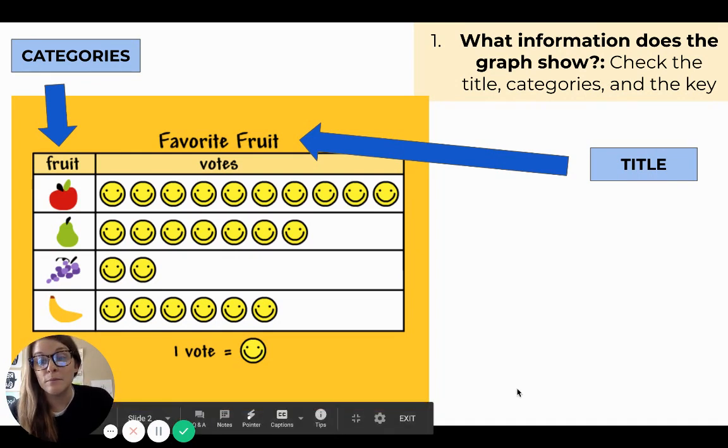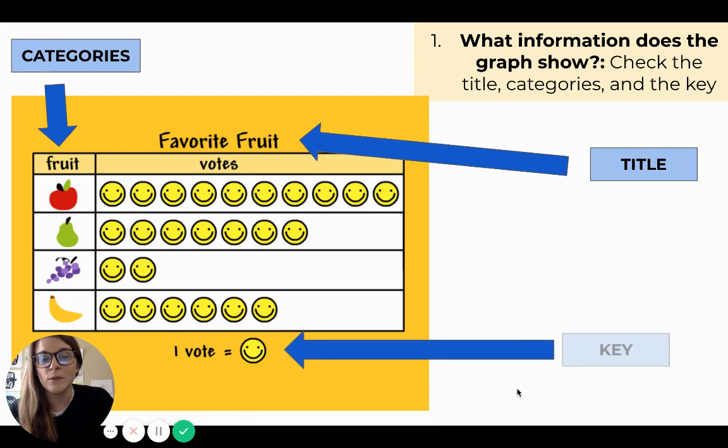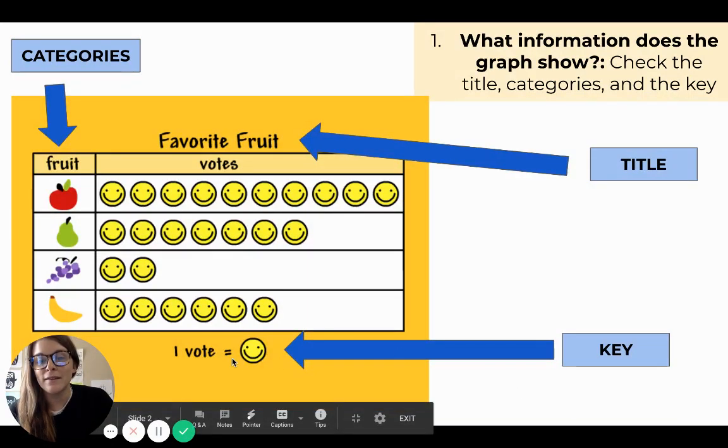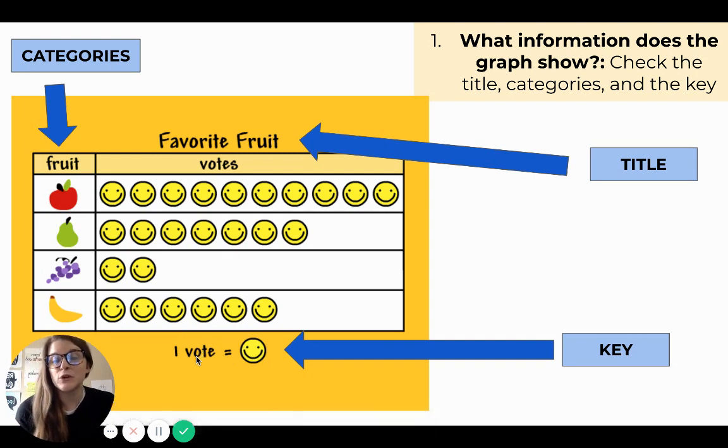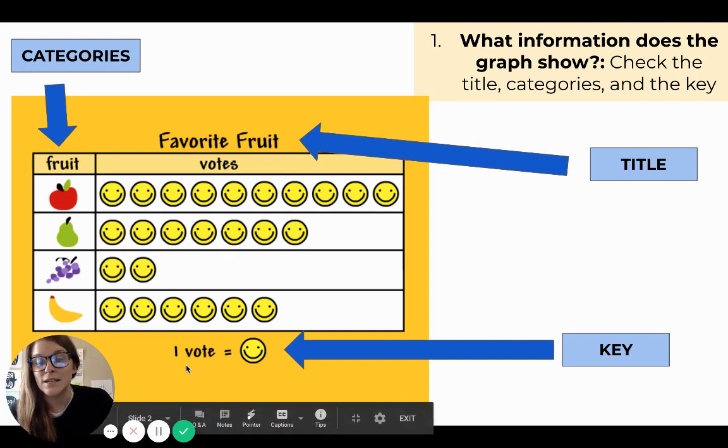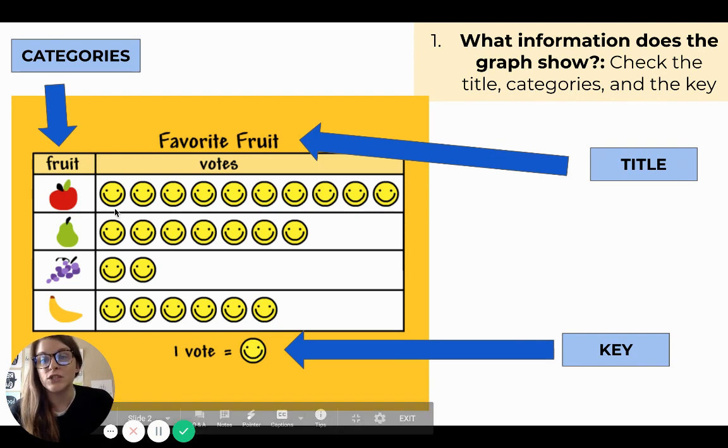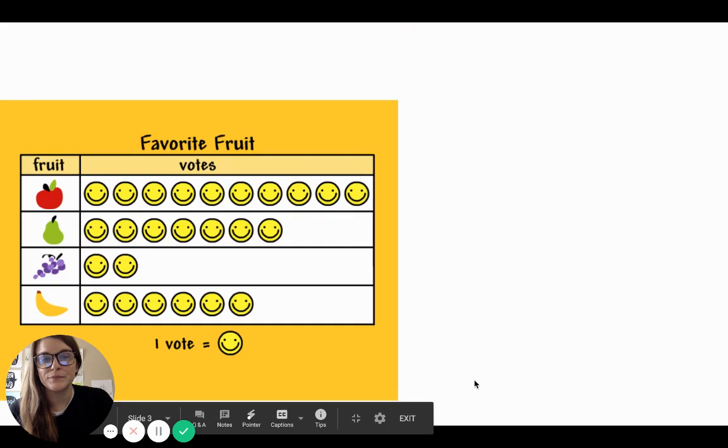And finally, and most importantly, I need to look at the key. The key will tell me what each picture or symbol represents. So in this graph, one smiley face is equal to one vote. Sometimes in pictographs, you'll see a symbol is equal to 2 votes or 5 votes. So that's really going to change how many votes you end up counting. So it's super important to pay attention to that key. But here, a smiley face equals 1 vote.